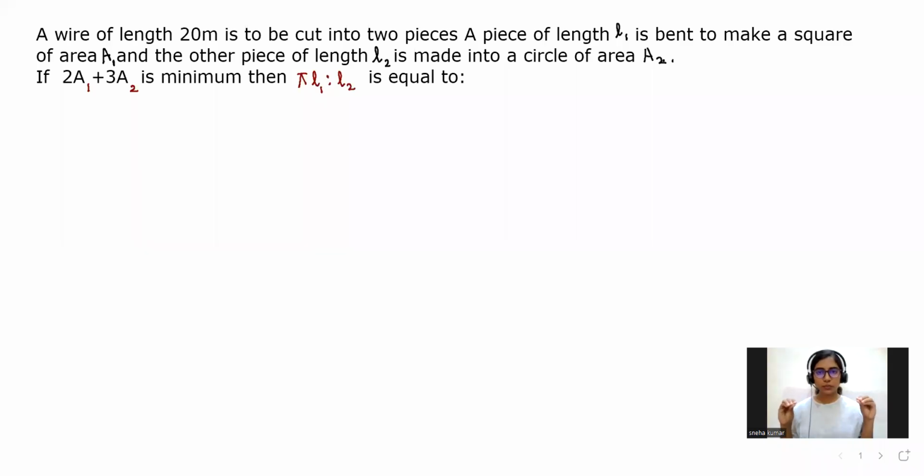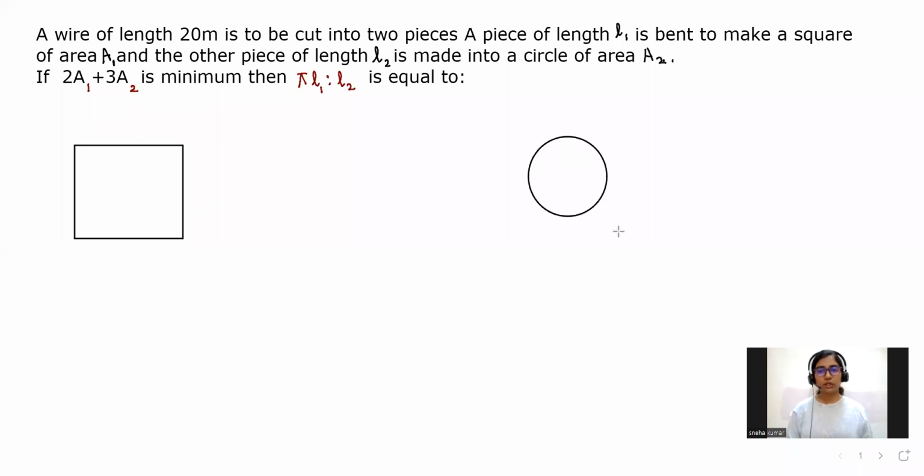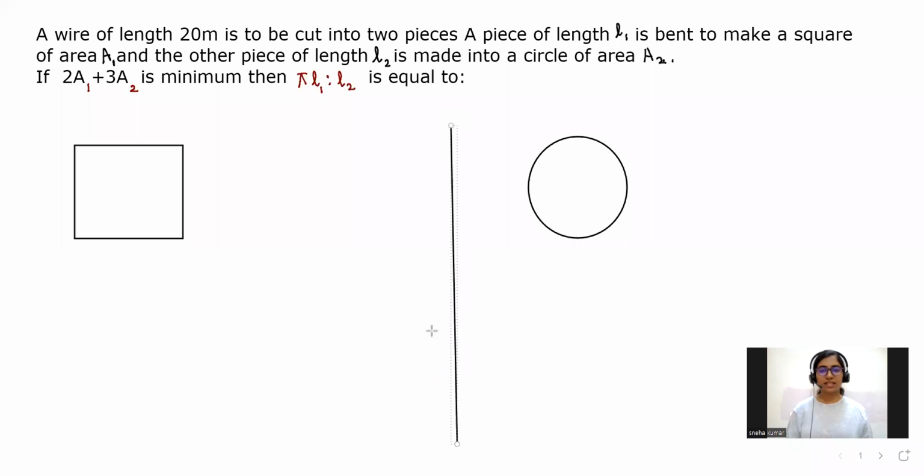We have a wire which is 20 meters in length. It is being cut into two pieces. One is L1, which is being made into the shape of a square. The other one, of length L2, is being made into the shape of a circle. Now, they have given us that 2 times A1 plus 3 times A2, where A1 and A2 are the areas of the square and circle, is minimum. And they're asking us to find the ratio of pi L1 is to L2.